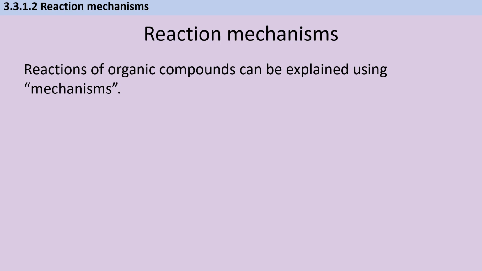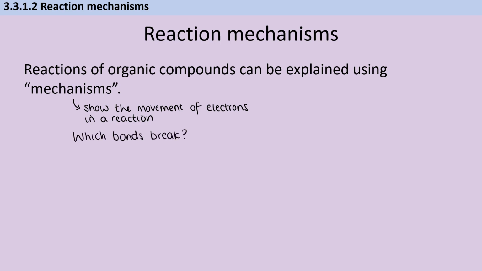The AQA specification says that reaction mechanisms can be used in order to explain the reactions of organic compounds, and the way that they do this is that they show us where the electrons are moving using arrows, and this allows us to see which bonds are being broken in the original reactants and then which bonds are being formed, and it can show us all the intermediate steps if we're looking at more complicated reactions.